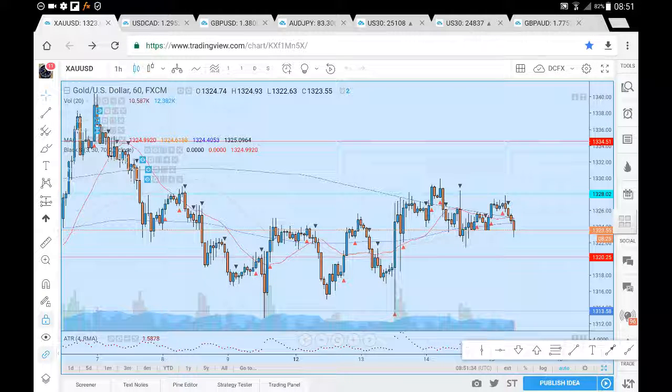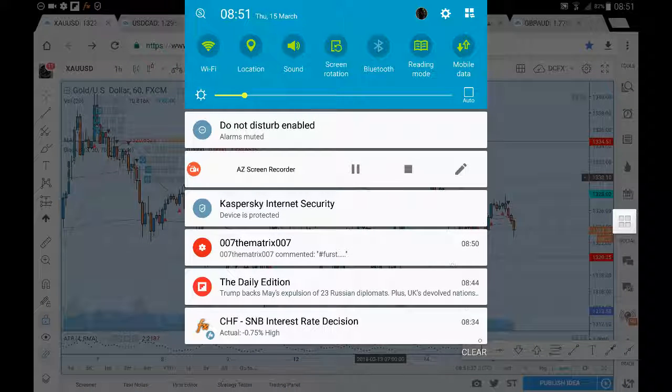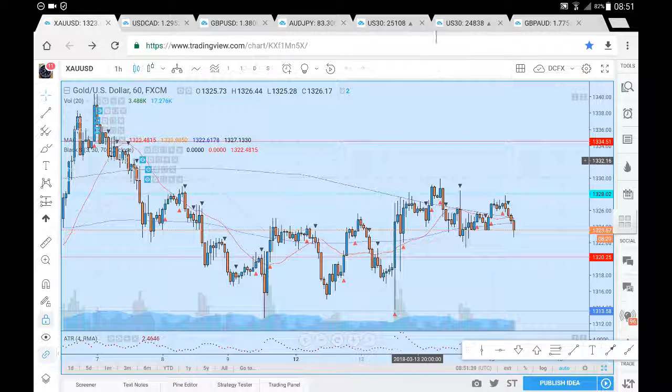So this is the XAUUSD analysis for Thursday the 15th of March. Now, let's just have a look at where prices may likely go.